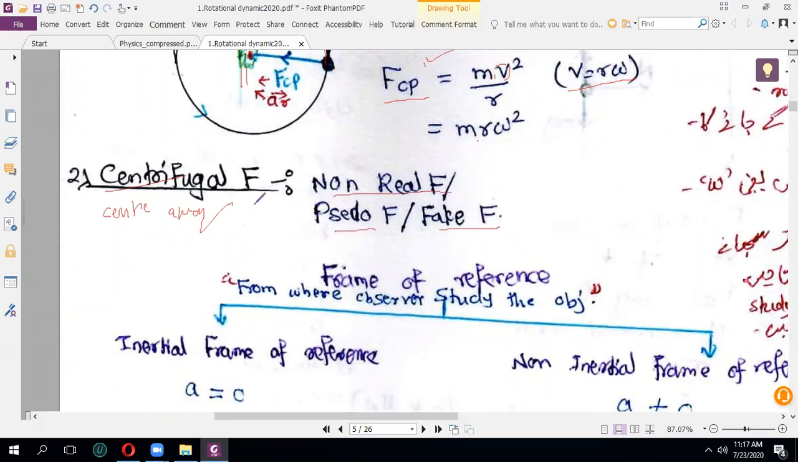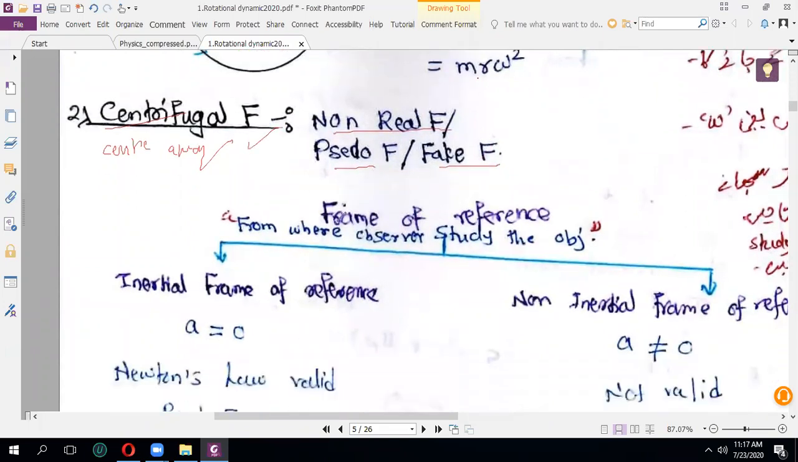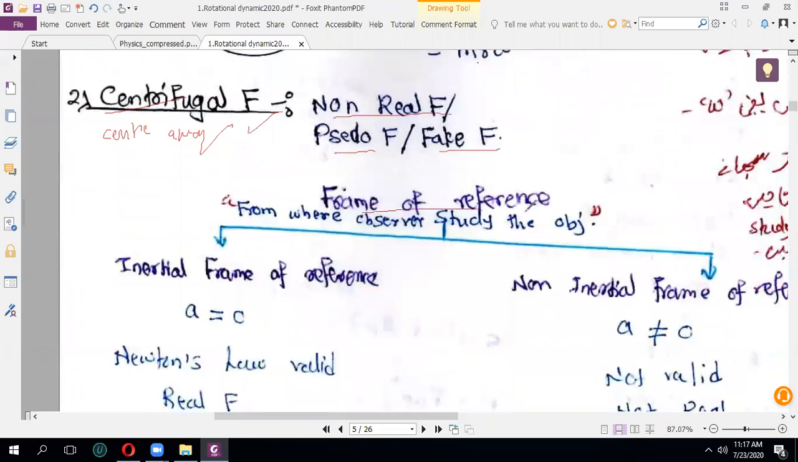For a better understanding of centrifugal force, we have to understand the frame of reference. What is frame of reference? It is from where the observer studies the object. If you want to study the motion of any object, we have to observe from somewhere outside this object. For example, here an object is moving. So we are the observer. The observer is called the frame of reference. We are watching here and studying this object's motion.